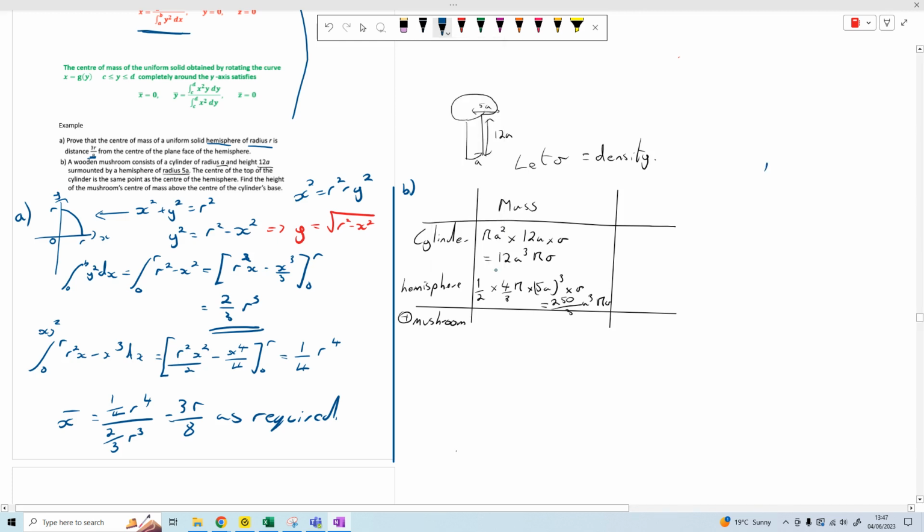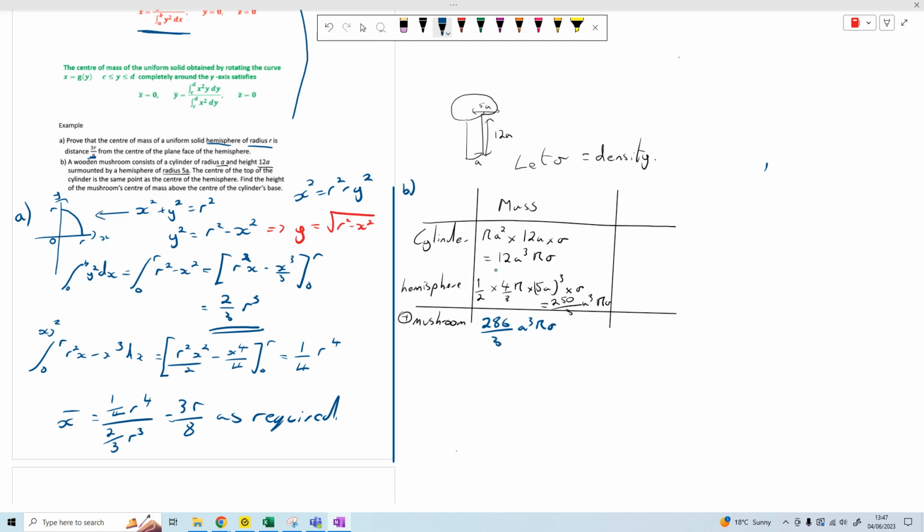So the whole mushroom is going to be adding these two. Okay, so I'm going to do 12 plus 250 over 3, which is going to give me 286 over 3. So I've got 286 over 3 a cubed pi sigma. Okay, and now let's do the next column.